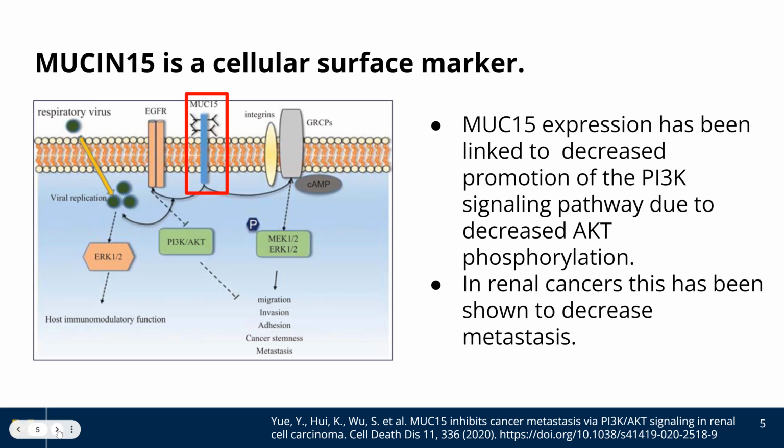Previous research has shown that in renal cancers, the surface marker MUC15, which is a glycoprotein composed of a protein domain and extracellular carbohydrate domains, has increased expression that is correlated with promotion of the PI3K AKT pathway, which results in phosphorylation of AKT, and then promotes migration, invasion, and metastasis. And so our lab is hoping to show that this same pattern is present in ovarian cancer as well.